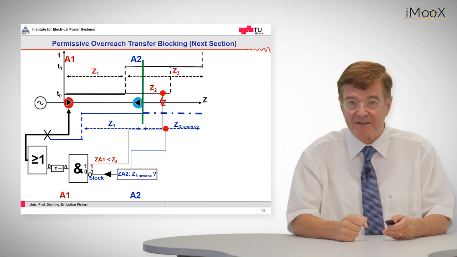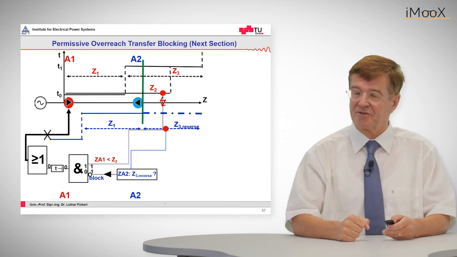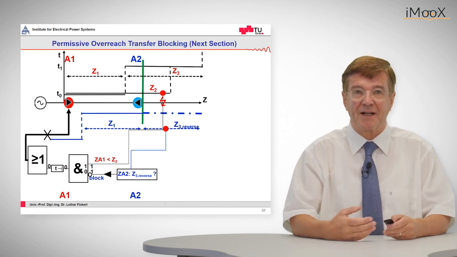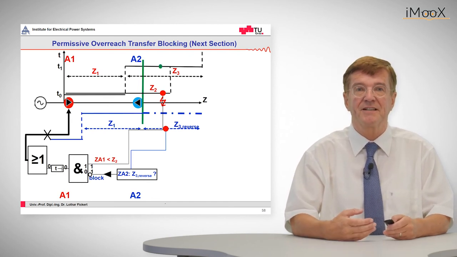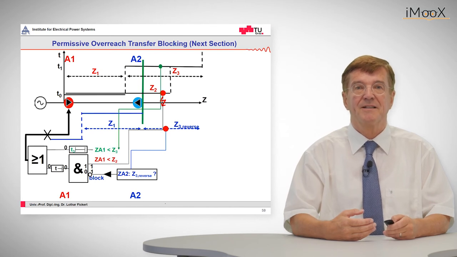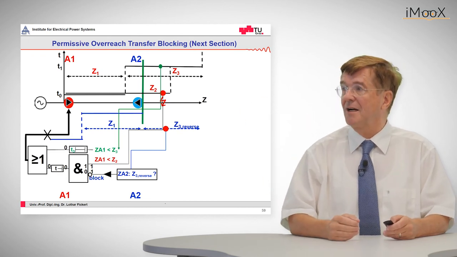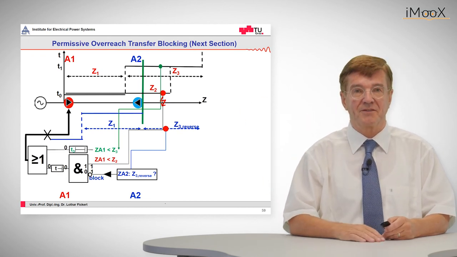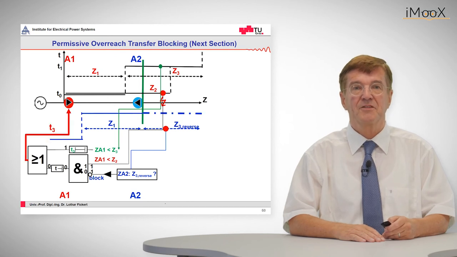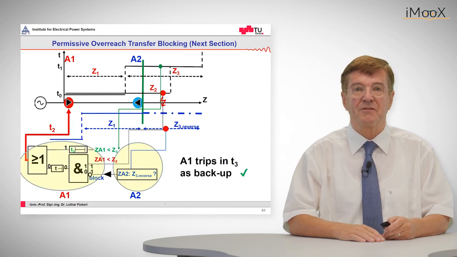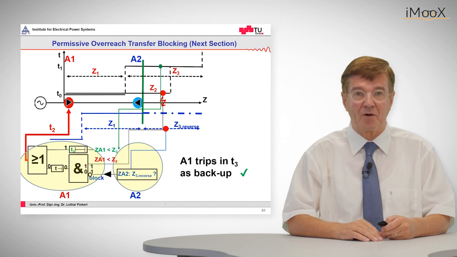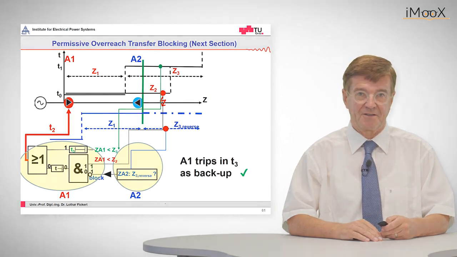But what happens if relay B further downstream fails? We need something like backup protection, and that is initiated by the next step. Relay A1 has a third zone which detects this fault and will, after the elapse of time T3, trip this fault. So we have a successful trip of A1 as a backup function.